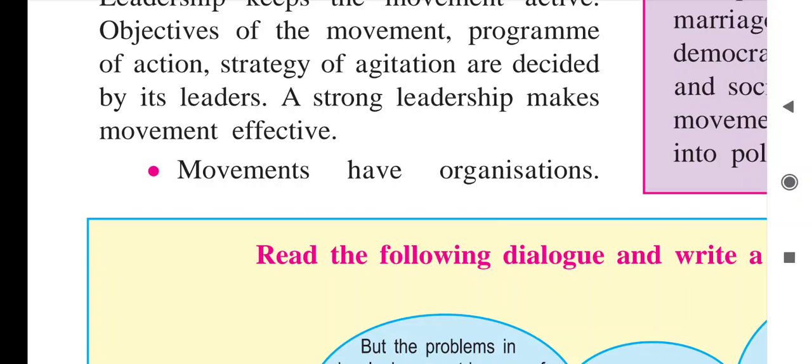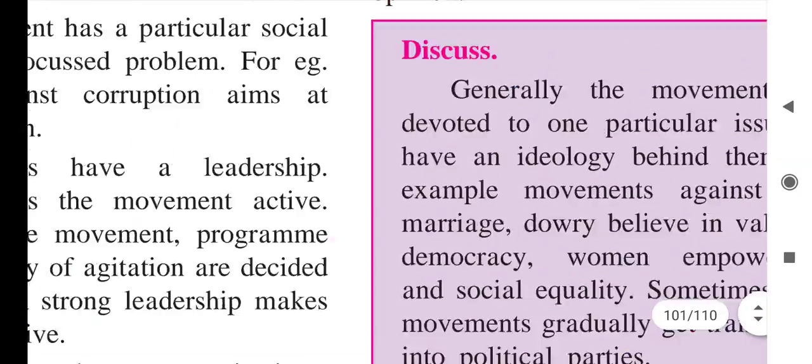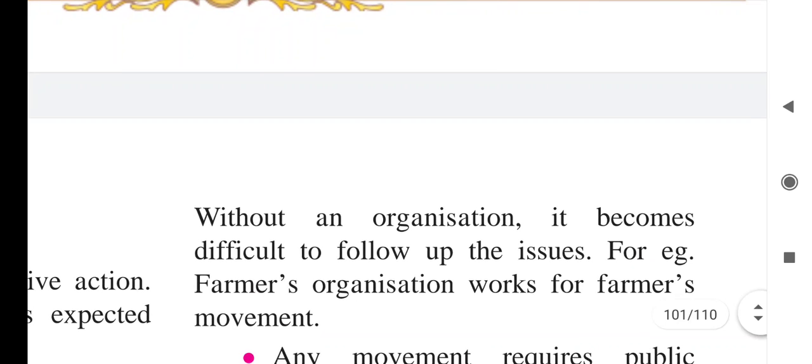Movements have organization. Without an organization, it becomes difficult to follow up the issue. For example, a farmers organization, workers working for the farmers movement. So here it says that organization is very essential. As a leader is essential, in the same way organization is also essential. Just now we have seen in Delhi, a march of farmers is taking place. Why? To solve their issue.